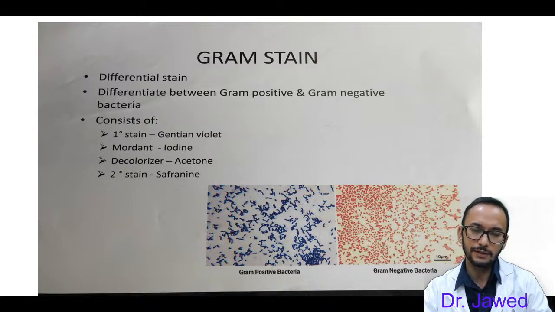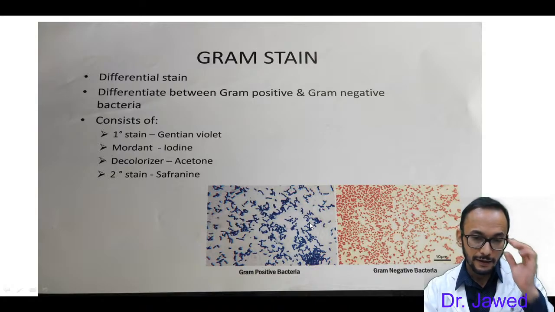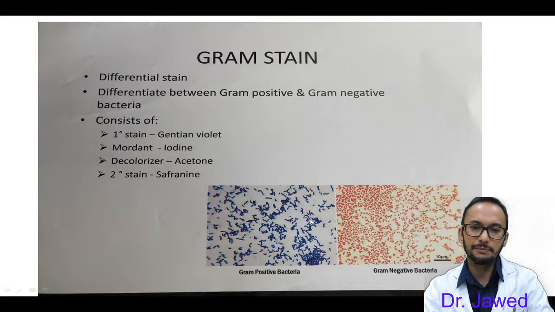After that we put the decolorizer. The decolorizer is kept for 2 to 3 seconds. This part is very important, because if you over decolorize it, all the organisms will look like gram negative organisms, and if you under decolorize it, all the organisms will look like gram positive organisms. So this step is very important. How do we know that it is decolorized?